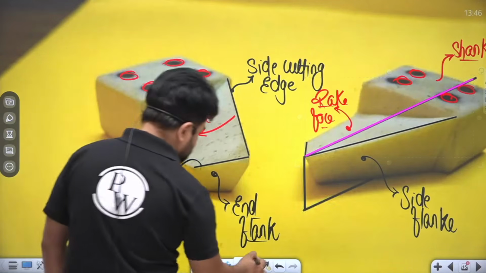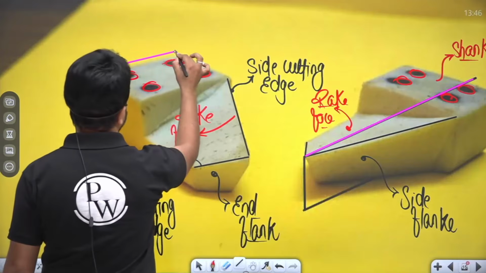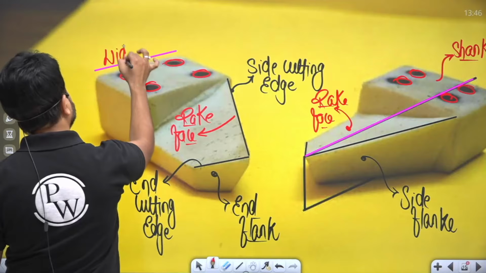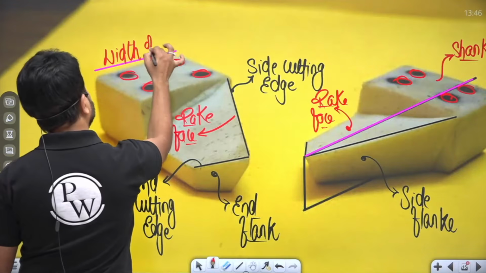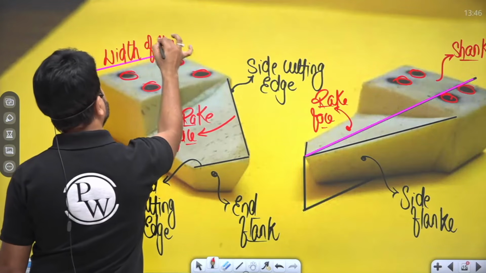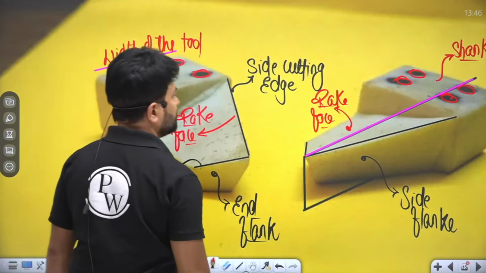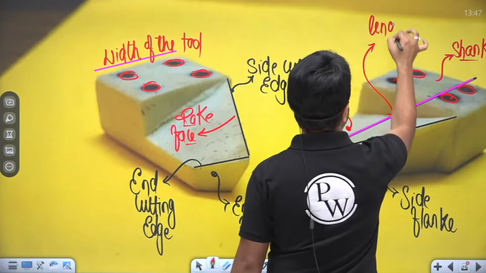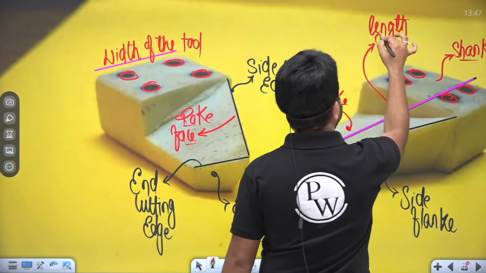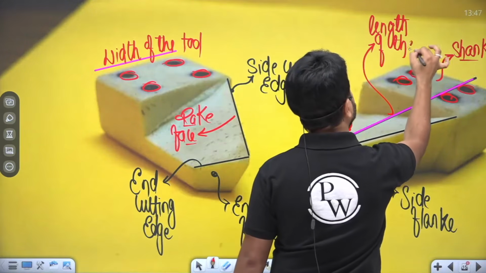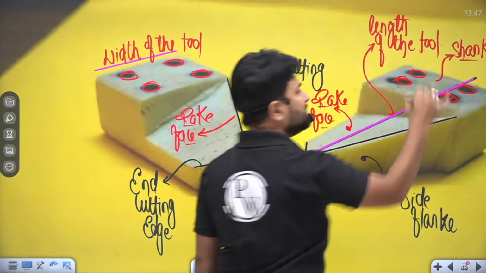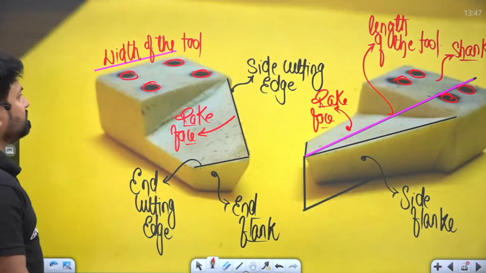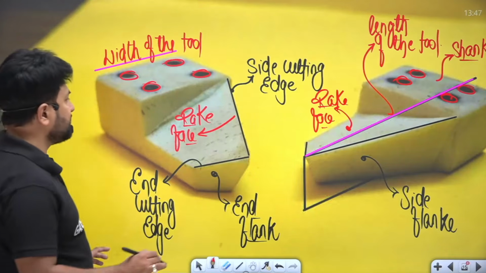This is the length of the tool, and this is the width of the tool. This is the width of the tool, right? And this is the length of the tool. Now I think all the basic things are clear.